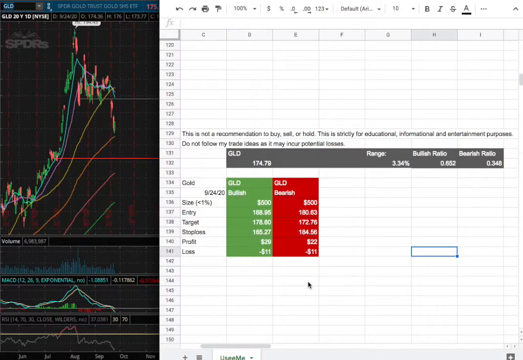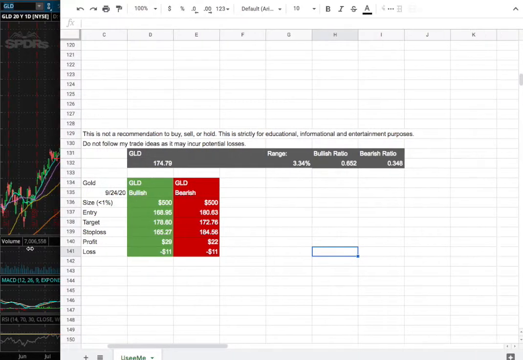$165.27. On the other hand, if I were to open a short position, my entry will be $180.63, which is this range there, and that coincides with past support levels and the 9-day moving average, this blue line. And my sell target for that will be $172.76, and my stop loss is $184.56.